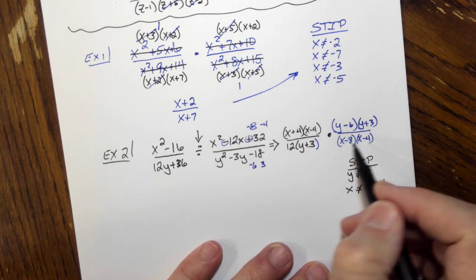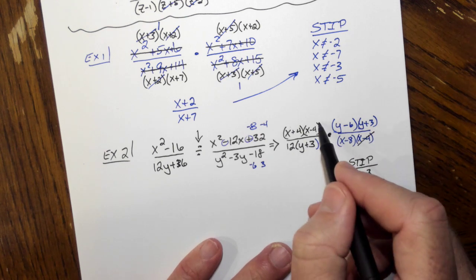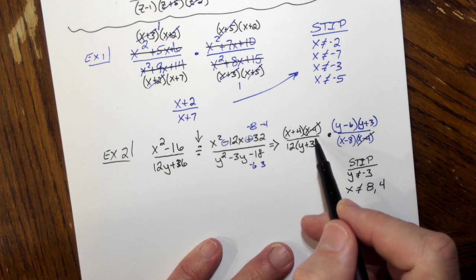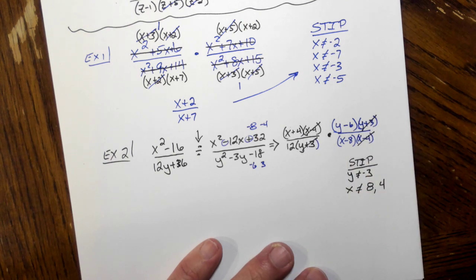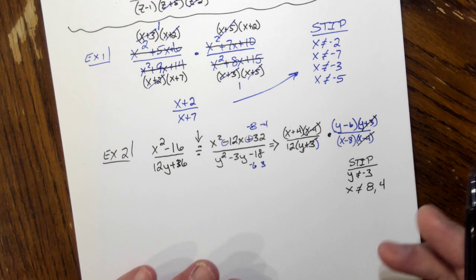Vertically, nothing, nothing. Let's look diagonally. Here's an x minus 4. Here's an x minus 4. Diagonally, y plus 3, y plus 3. What are we left with? And again, don't multiply the quantities.